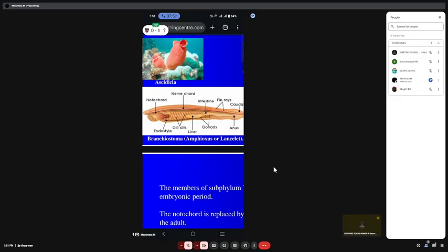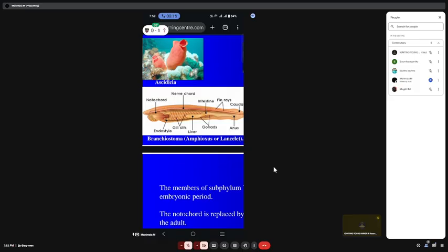So what about Cephalochordata? Don't get confused. Urochordata are the tail-bearing animals, and Cephalochordata are the head-bearing animals. Both together are called Protochordata. Urochordata are marine animals, and Cephalochordata are also marine animals.